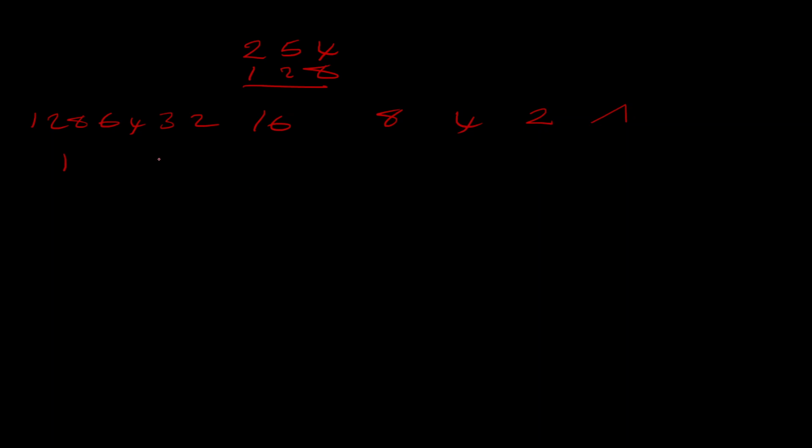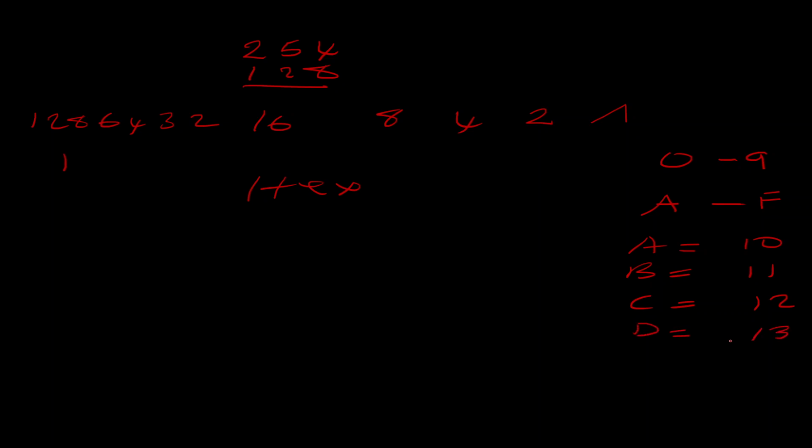Converting from binary to decimal is easy: you sum the numbers that are turned on. And let's move to hexadecimal. Hexadecimal digits are the numbers from 0 to 9 and the letters from A to F. A equals 10, B equals 11, C equals 12, D equals 13, E equals 14, and F equals 15.